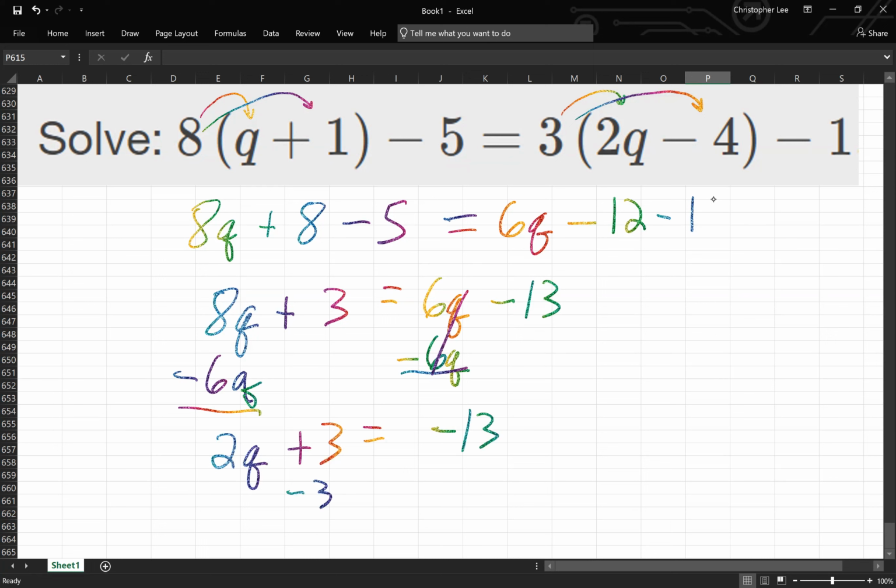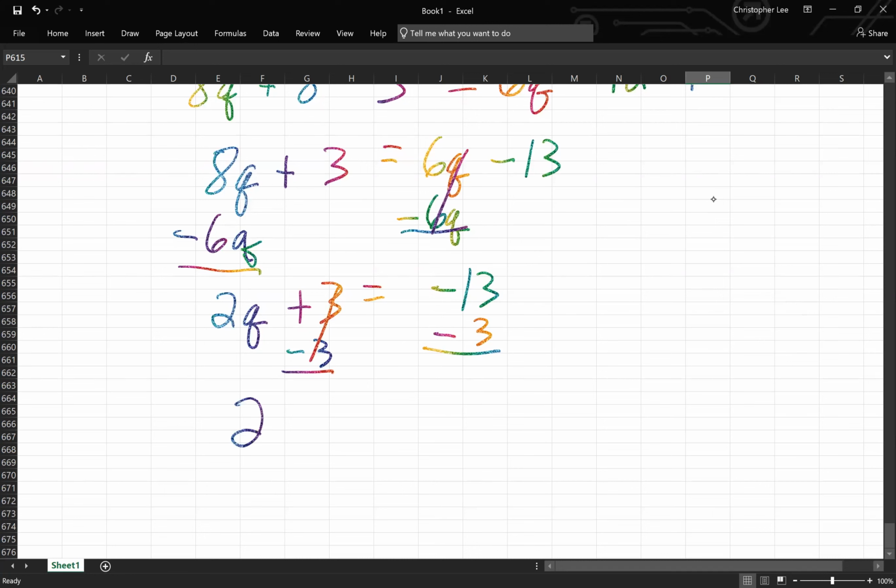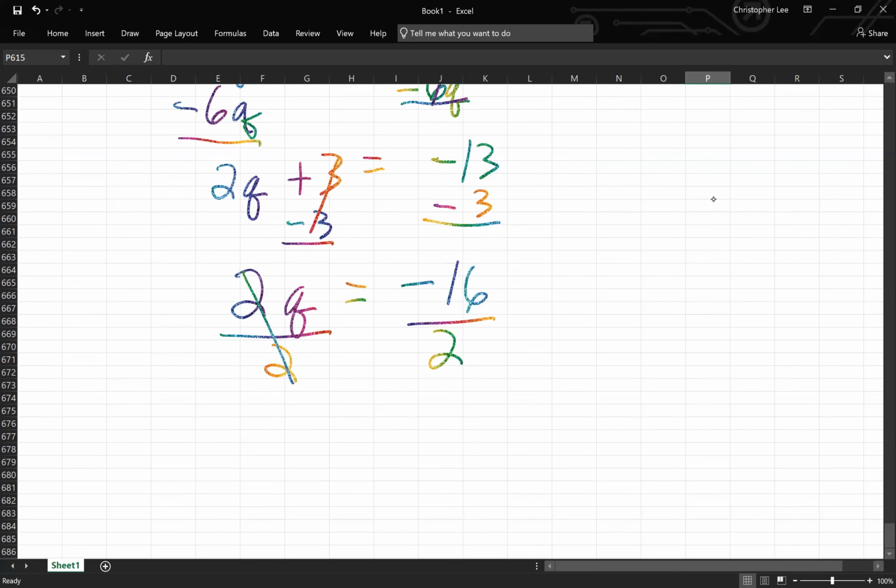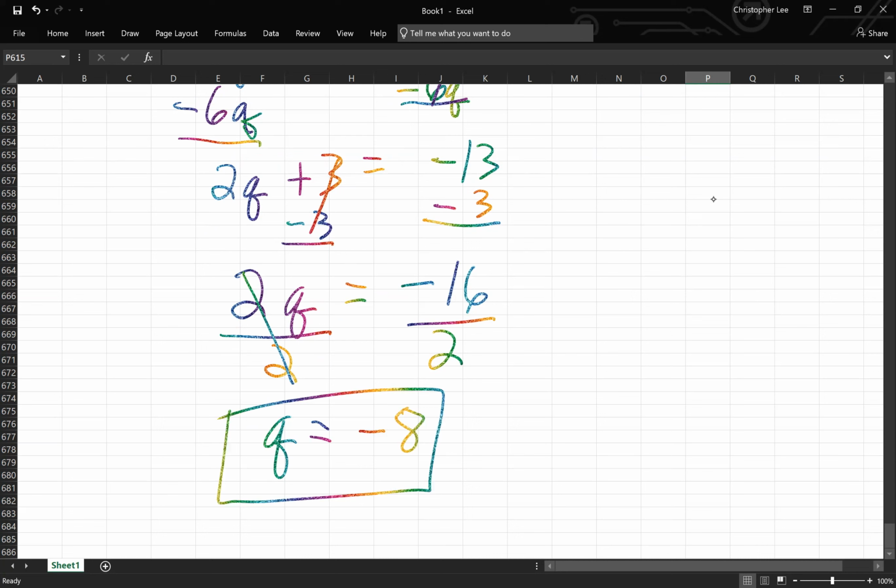After that, I'm going to subtract 3 from positive 3. And what I do to one side, I've got to do to the other. So now I have 2q is equal to negative 16. After that, I want to divide by 2. What I do to one side, do to the other. So I have q is equal to negative 8. And that's my final answer.